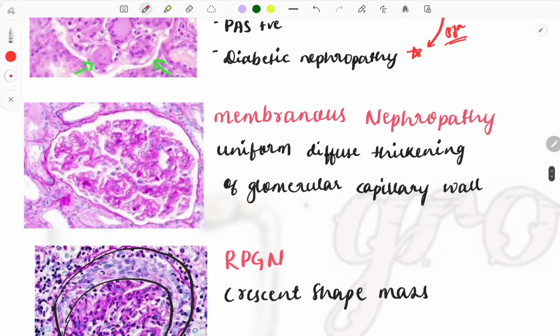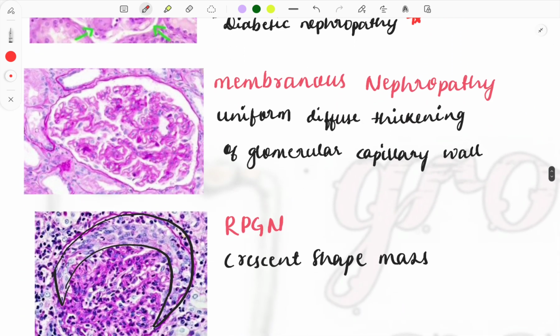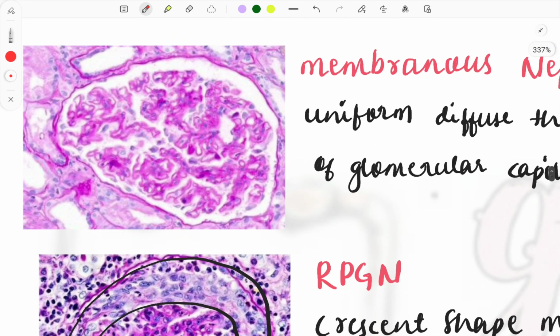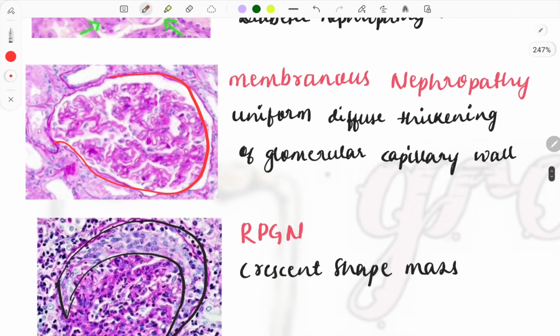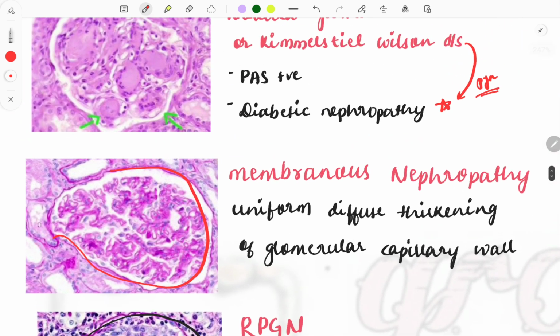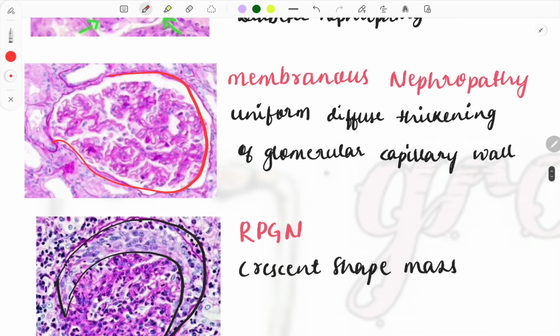Okay. Then moving on to membranous nephropathy. So in membranous nephropathy you can see uniform diffuse thickening of the glomerular capillary wall. See, this is the glomerular apparatus, right? This is the whole glomerular apparatus, and these are the capillaries which are present in it. And you can appreciate that all the capillaries have increased in size. So diffuse thickening of the capillary walls can be seen.